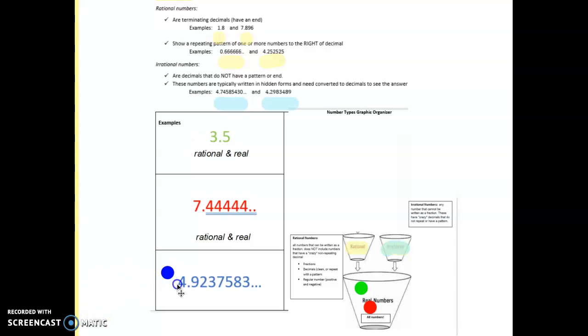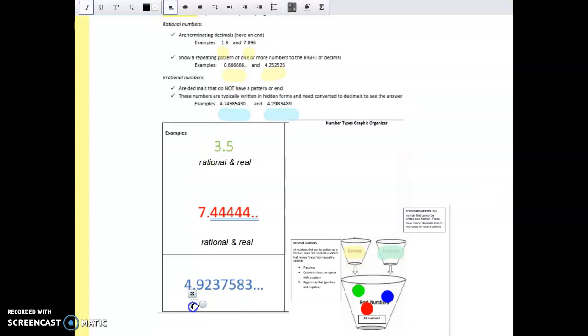So take a look at the last one here, 4.92734, right? There's a bunch of random numbers there at the end. There's no pattern, and this ellipsis, this dot, means that it continues on forever. So it is actually our example of an irrational number. So again, if I drop it in, it's irrational and real. So just to type that in, we have this number is considered irrational and real. Those would be our descriptors for it.